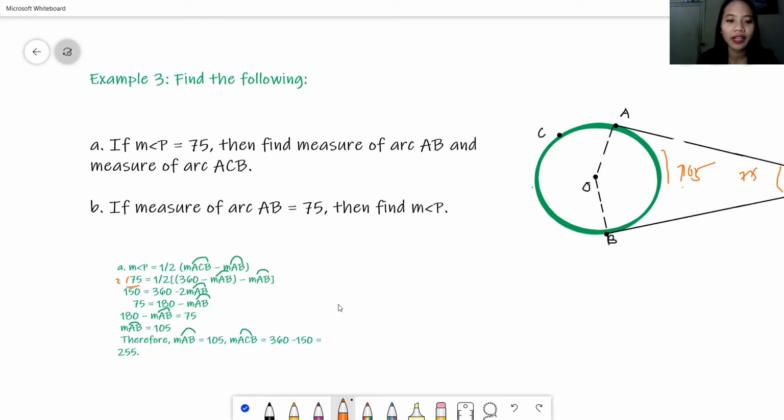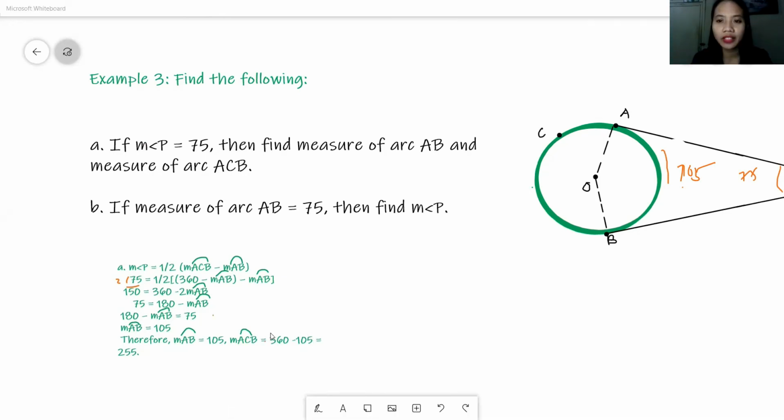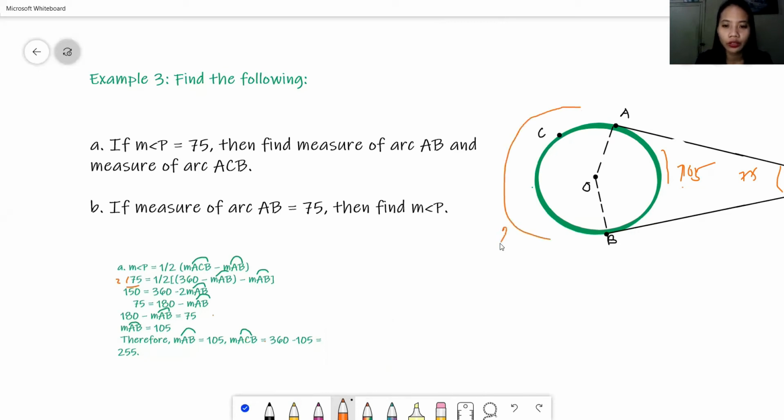So let us proceed to find the value of arc ACB. Since the whole circle is 360, minus 105, since the measurement of arc AB is 105, 360 minus 105 is equal to 255. So now we already have the measurement of arc ACB, which is 255. Now let us proceed to problem B, which is if the measurement of arc AB is 75 here.